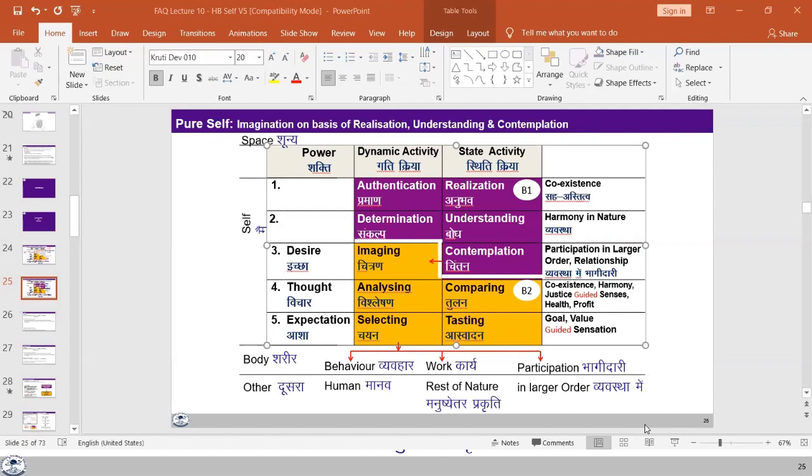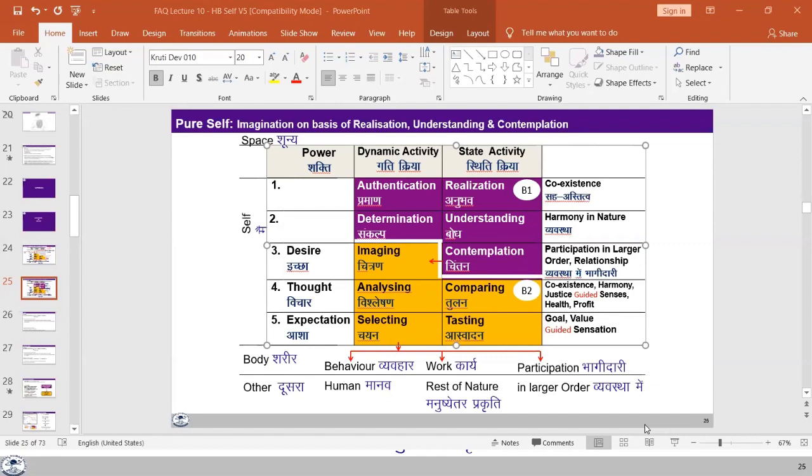And that essentially means that I'm able to see the participation in the larger order of every unit in nature. I'm able to see the relationship of one unit with every other unit in nature in completeness. So that completes my contemplation. Before the realization took place, I was trying to contemplate on the values one by one, partly. And now with this realization, the contemplation has got complete.